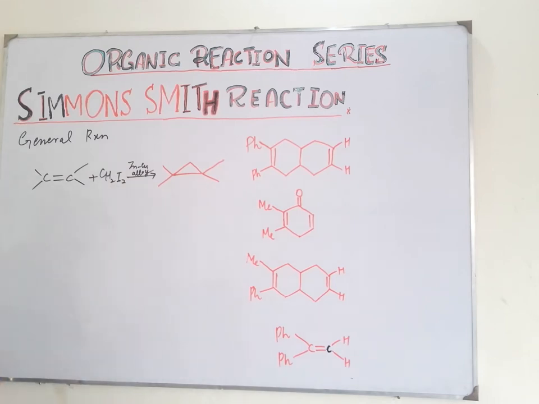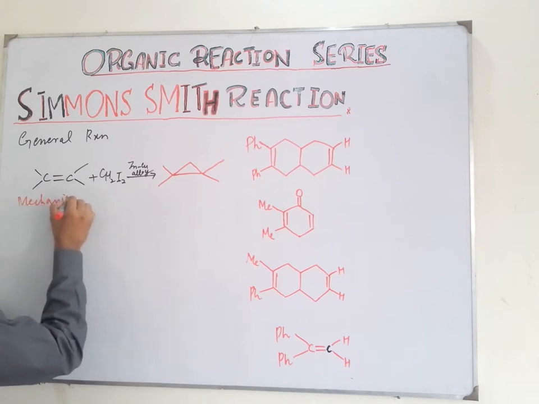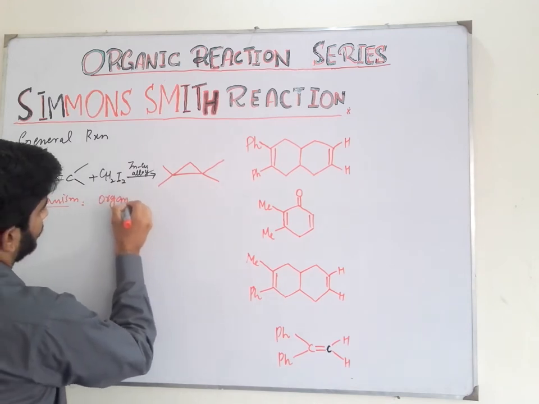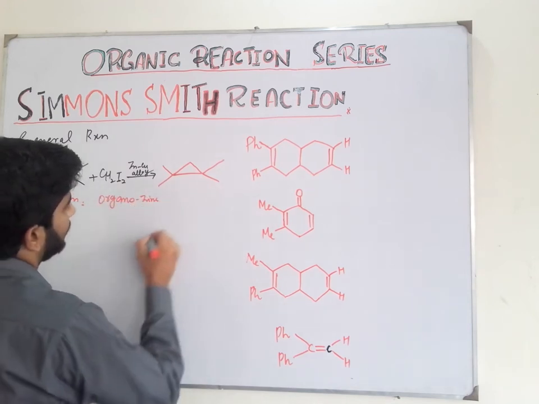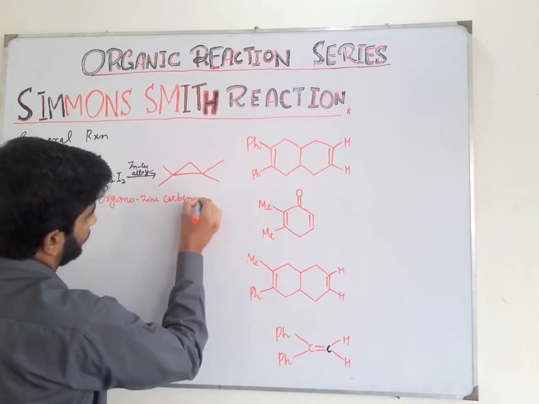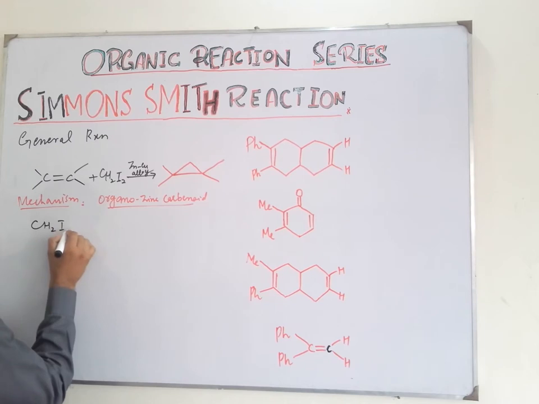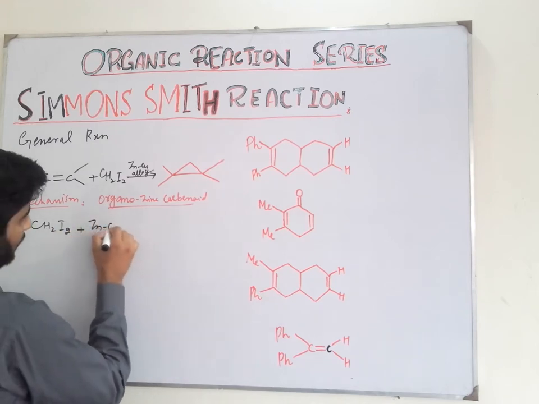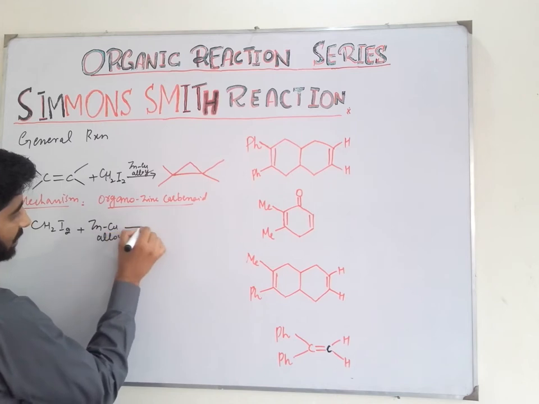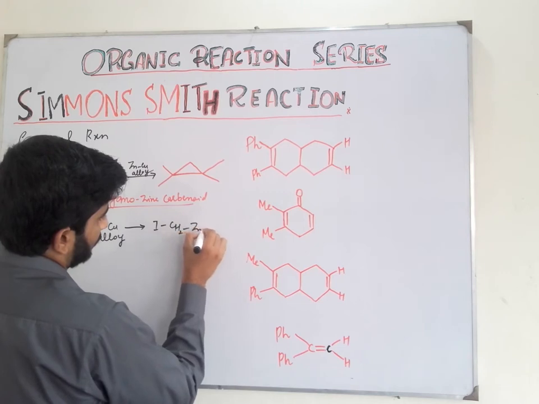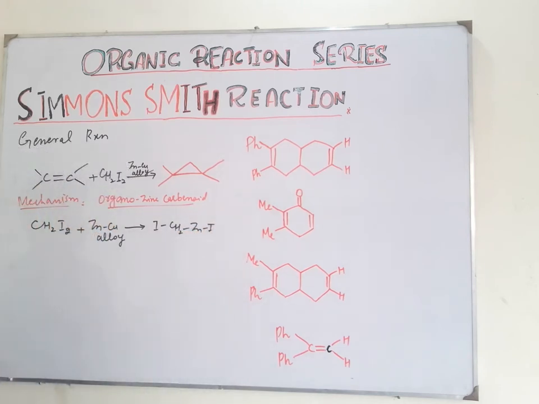So this is the general reaction, and now we are going to discuss the mechanism of Simmons Smith reaction, in which there is formation of organozinc carbenoid. So we have diiodomethane and treat it with zinc copper alloy. Then there is formation of organozinc carbenoid. This is called organozinc carbenoid.